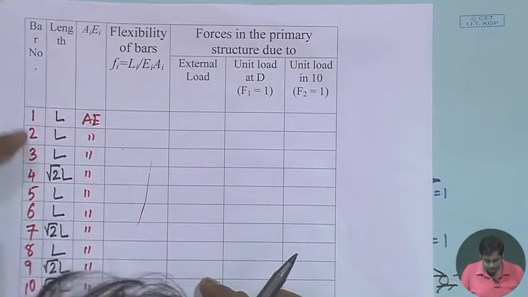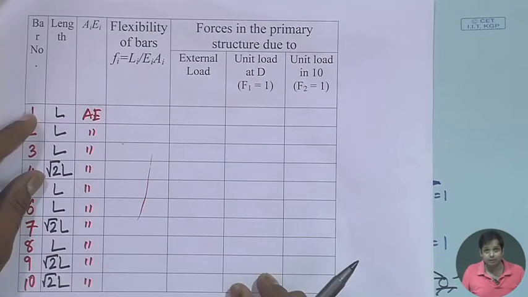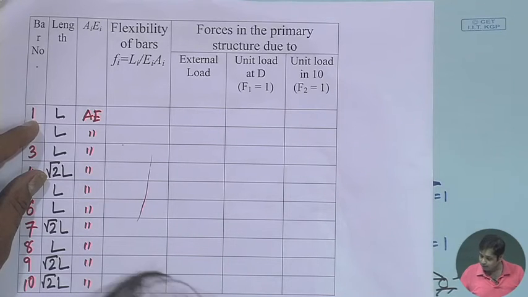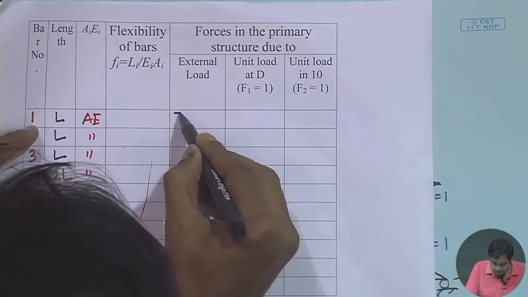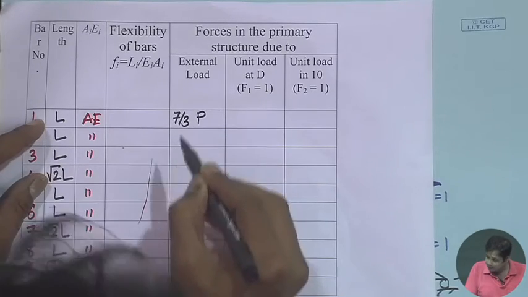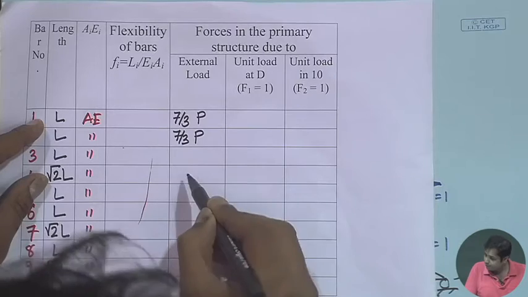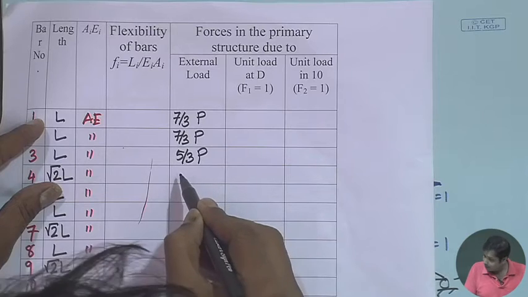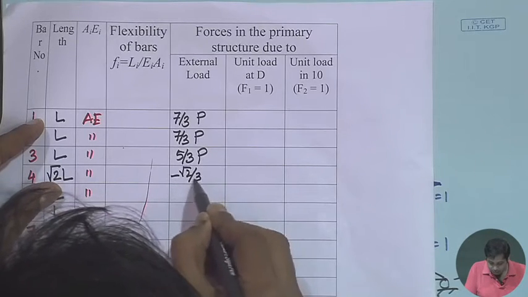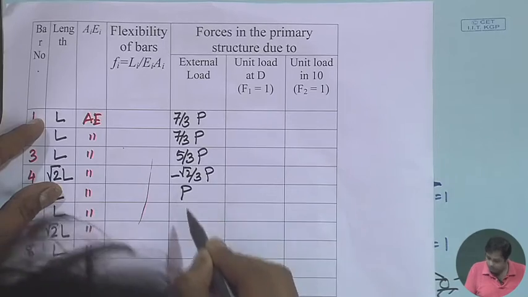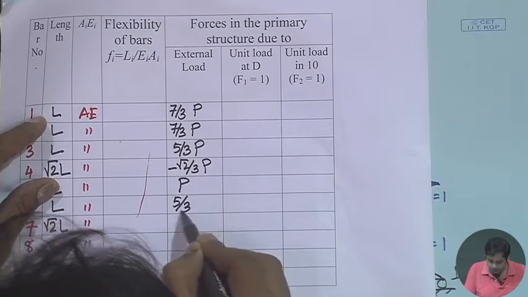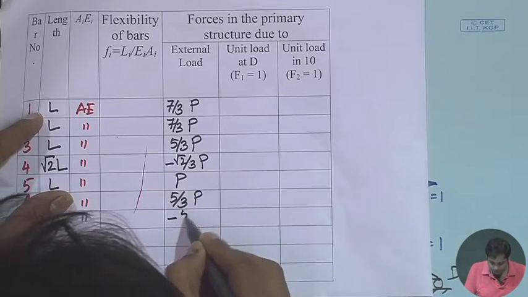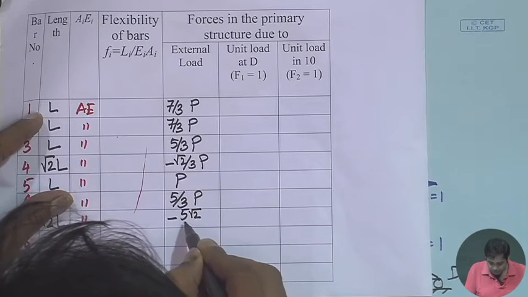The first is the forces due to external load, then the forces due to the first redundant, and the forces due to the second redundant, and these values are: this is 7 by 3 P, this is again 7 by 3 P, this is 5 by 3 P, this is minus root 2 by 3 P. Please do not take these values; please compute these values and then proceed with the calculation.